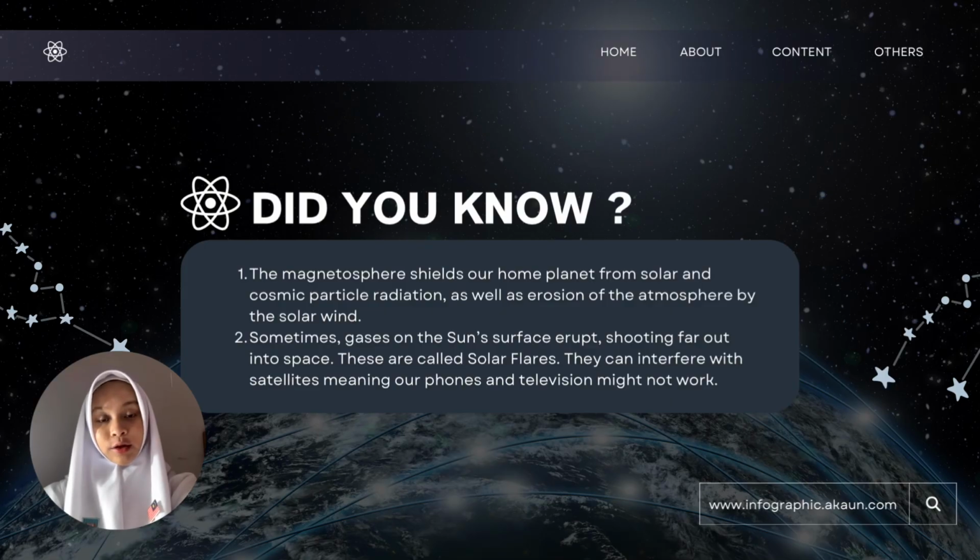Sometimes, gases on the sun's surface erupt, shooting far out into space. These are called solar flares. They can interfere with satellites, meaning our phones and televisions might not work.